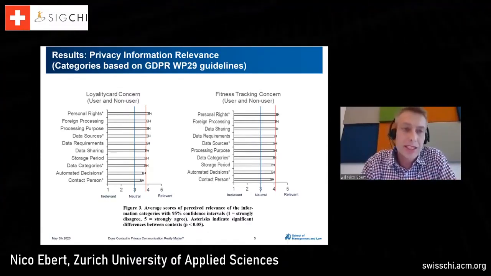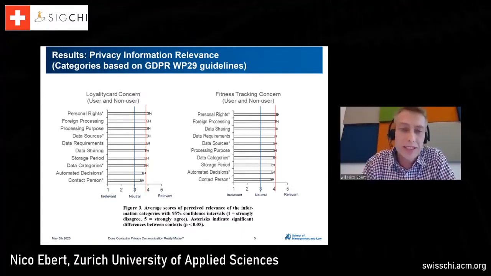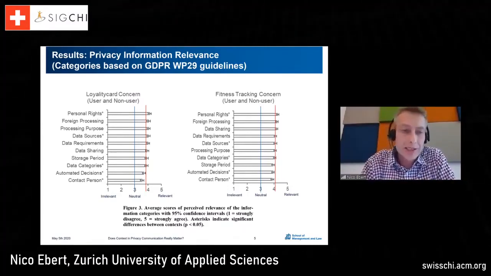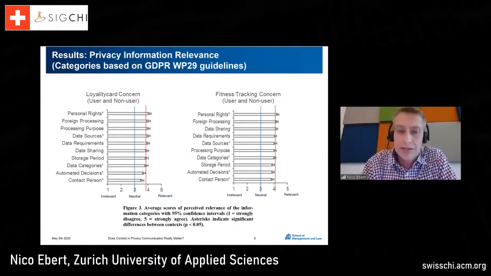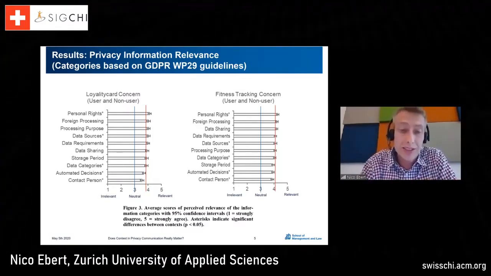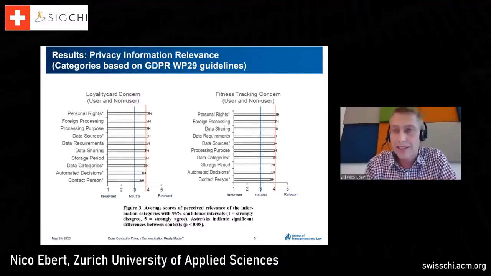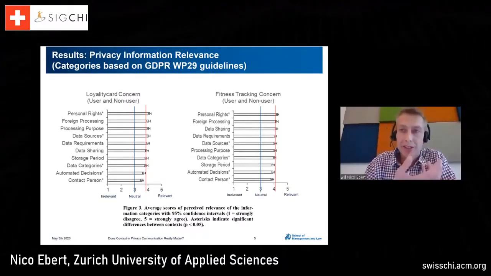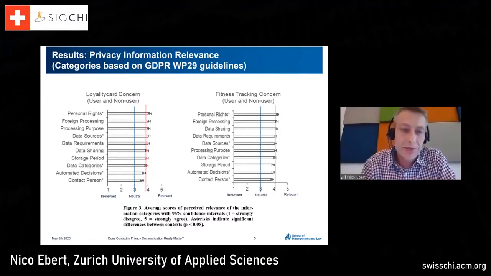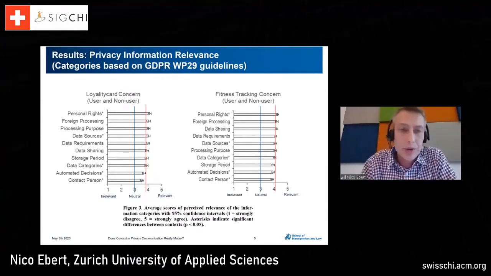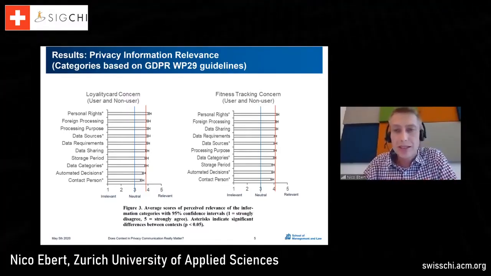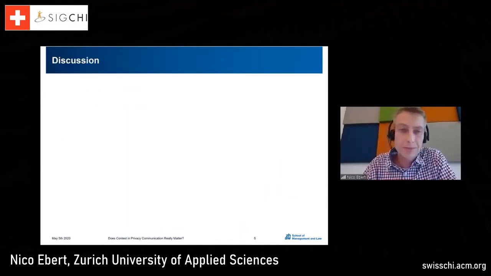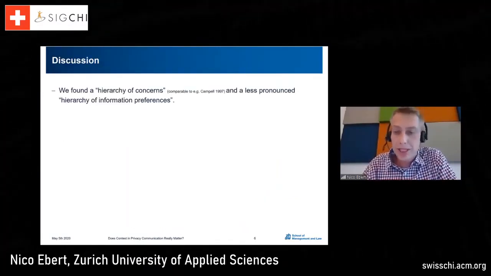Meaning that, for example, people would consider information on their personal rights in this context more relevant than, for example, the contact name of the data privacy officer that is just at the bottom. Just a side note, if you look at many privacy notices today, the name of the contact data privacy officer is sometimes at the top. So in the field, it's currently considered important. Again, these are only minor differences, very small effects between these two contexts.